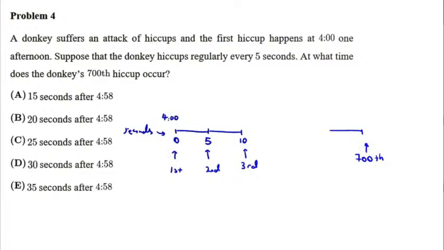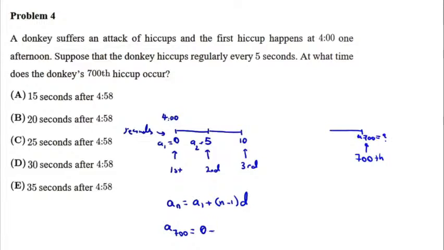As you can see, it is like an arithmetic sequence. Second one is 5, third one is 10. So it has a formula that helps you a lot, and this formula you should memorize: A_n equals A1 plus (n minus 1) d. So I want to find A700. A1 is 0, A2 is 5. We want to find A700.